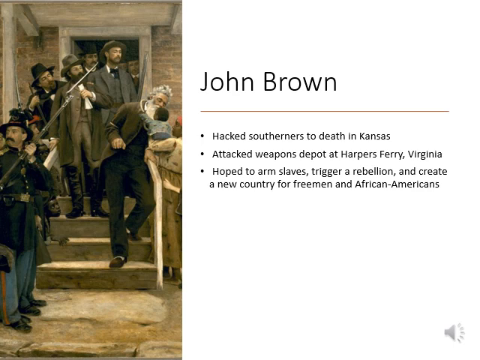He also led an armed attack on a weapons depot at Harper's Ferry, Virginia. Brown hoped to arm slaves, trigger rebellion, and create a new country for freemen and African Americans. However, he was captured and put to death following the attack at Harper's Ferry. But what this showed was that people in the country were willing to have violent opposition to slavery, violent opposition to the state of slavery.